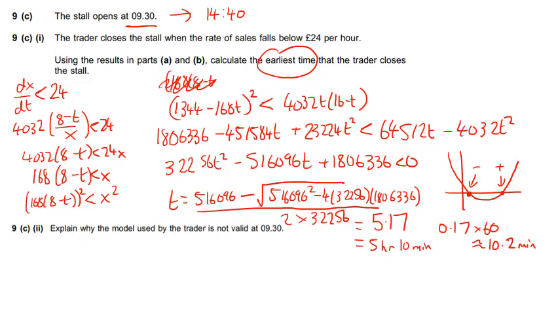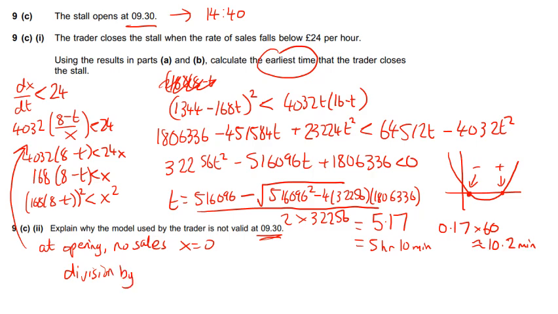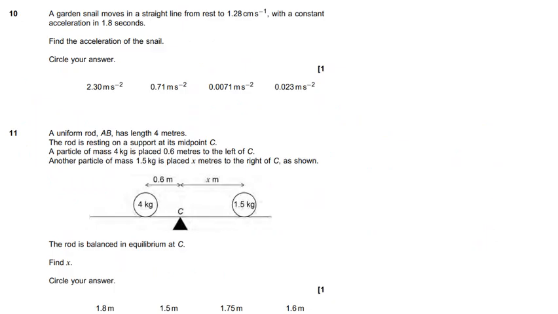Right, part 2, explain why the model used by the trader is not valid at 9:30. Well, it goes back to this derivative that we had right at the start. Okay, at opening, there won't be any sales yet, so x is equal to 0, and division by 0, that's what we'd have for the derivative. Division by 0 is not defined. Okay, so we can't use it there. Right, that's section A done.